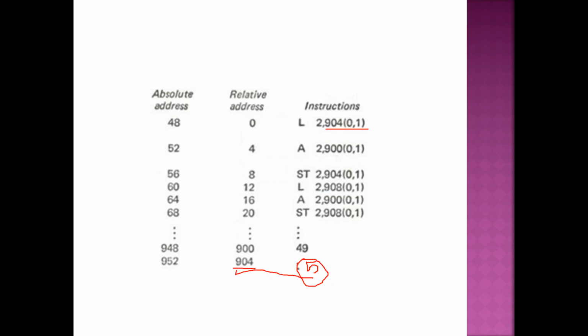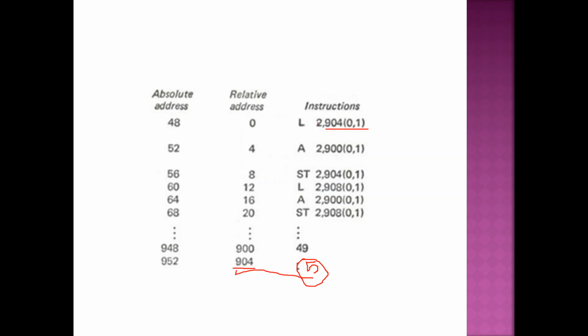I'm already at location 0. So if I have to go to location 904, then 904 is the displacement. From 0 I will start and go to 904. That distance between 0 and the instruction or data or address you are talking about is your displacement, right? That's it. Displacement just means at which location in your program you are talking about.